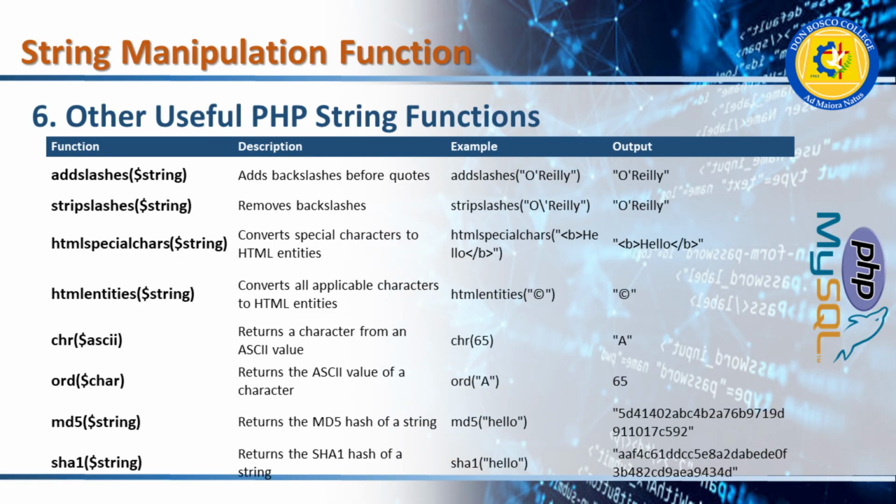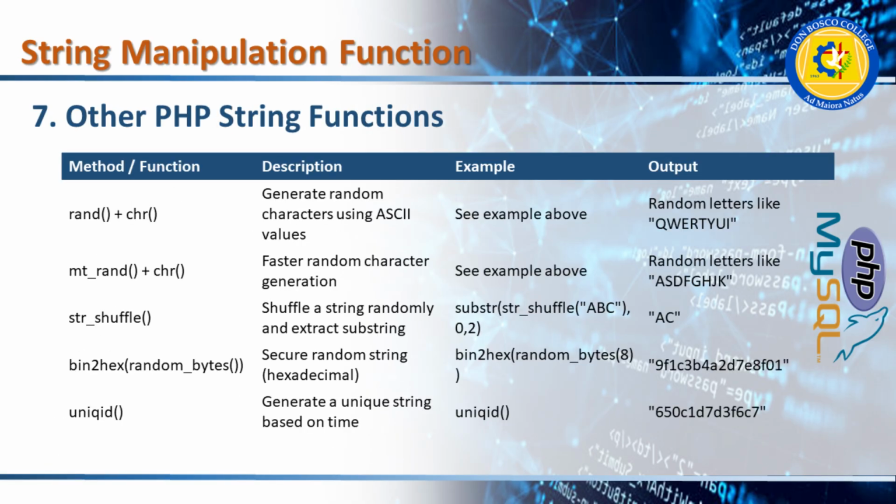Other useful PHP string functions include addslashes, which adds backslashes before quotes, stripslashes, which removes backslashes, htmlspecialchars, which converts special characters to HTML entities, htmlentities, which converts all applicable characters to HTML entities, chr, which returns a character from an ASCII value, ord, which returns the ASCII value of a character, md5, which returns the MD5 hash of a string, sha1, which returns the SHA1 hash of a string, str_shuffle, which randomly shuffles a string, bin2hex, which generates a secure random hexadecimal string, and uniqid, which generates a unique string based on time.